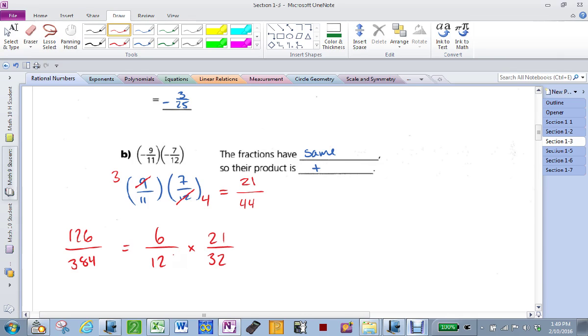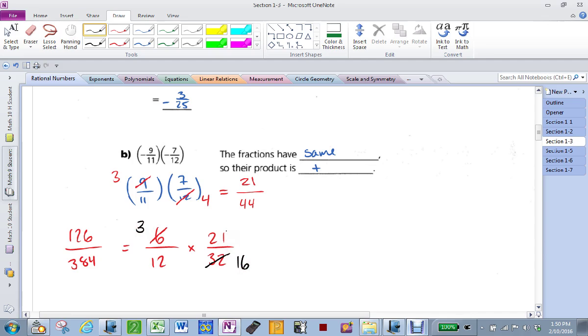Yes, Omar. What goes into 6 and 32? 2. How many 2s fit into 6? 3. How many 2s fit into 32? Like 12. 16. Oh, that's close. What about 21 and 12? Does something go into both of them?